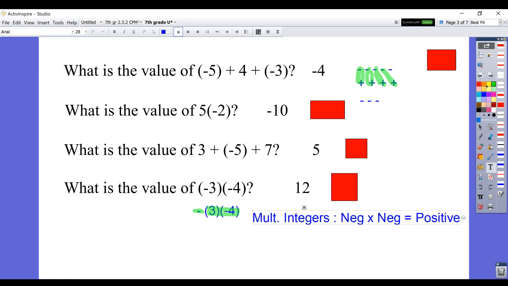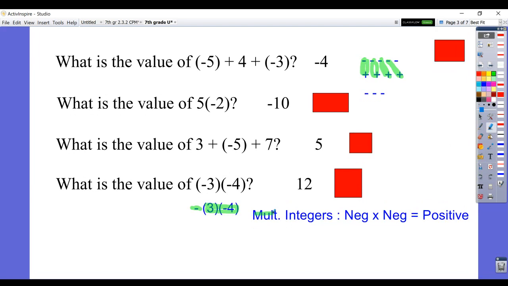Same concept here. Now, keep in mind that's only for multiplying integers. I would not want you to get that mixed up with adding integers. When you add integers, the -5 and -3 does not make a +8. When you add integers, you want to do it on a number line or with integer tiles.